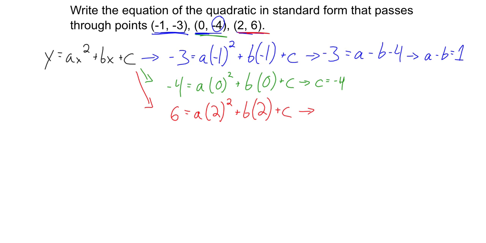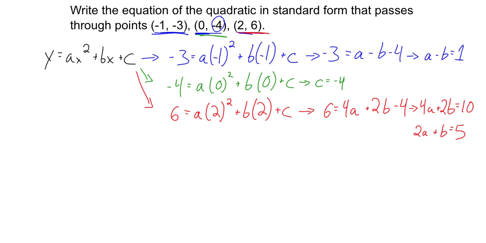If I look at this third equation and simplify it, I'm going to have 6 is equal to 4a plus 2b, and again, -4 from c being -4. I can simplify this by adding the 4 to both sides so that I get 4a plus 2b is equal to 10. Now, something that's very nice about this is they both have factors of 2. So I can simplify this further by saying 4a becomes 2a, 2b becomes 1b, and 10 becomes 5.